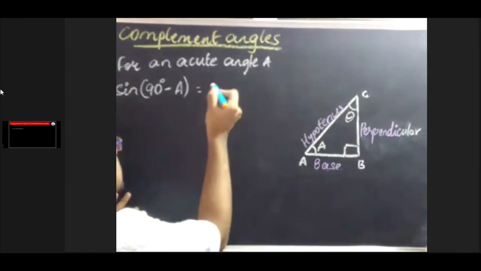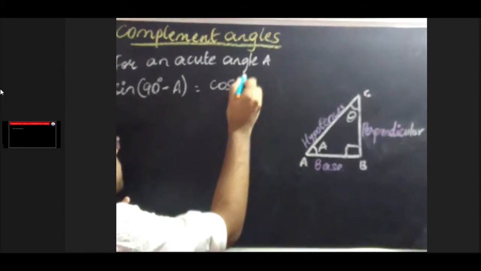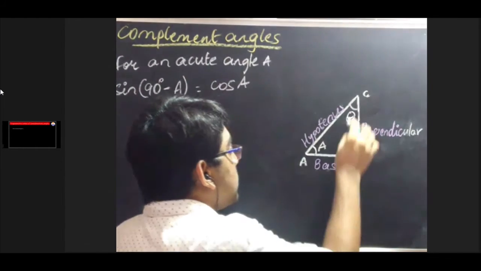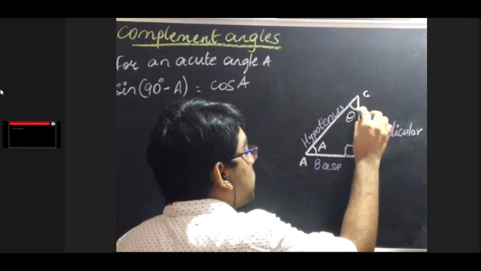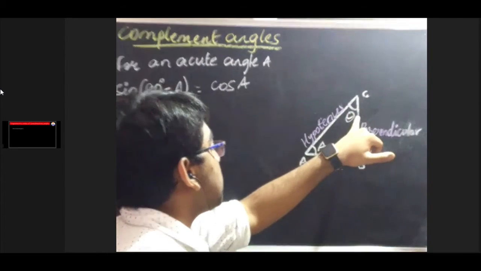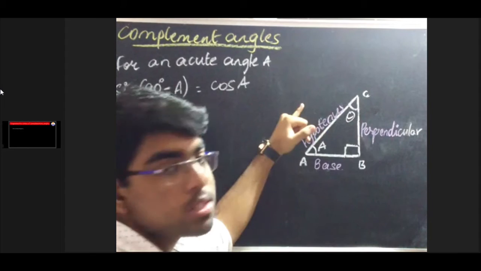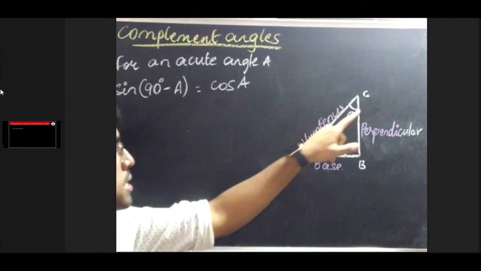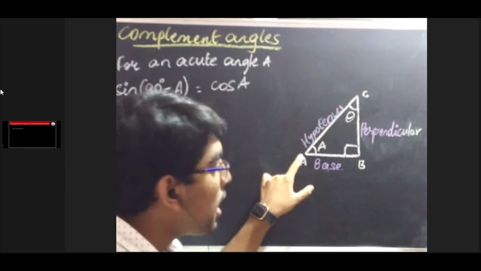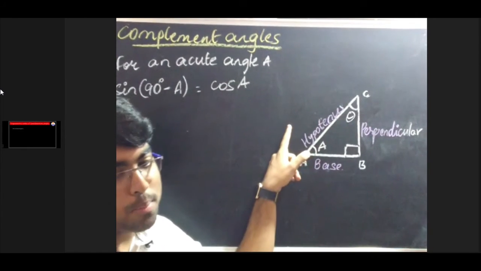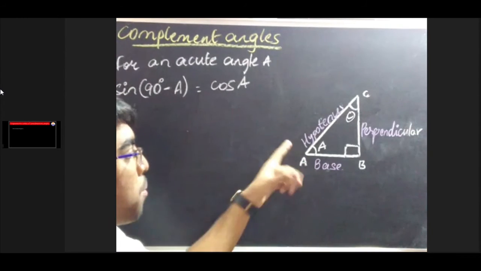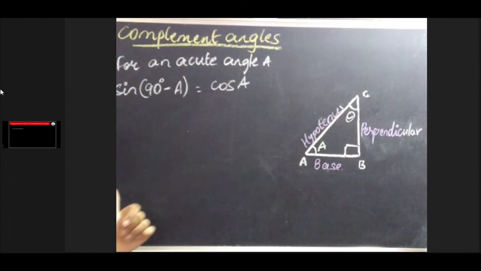Sine of 90 minus A is given as cos A. How is it cos A? For this angle, sine of 90 minus A means this will be the perpendicular and this will be the hypotenuse. With reference to angle A, this will be the base and this will be the hypotenuse. So cos A, base by hypotenuse, will be nothing but sine 90 minus A.